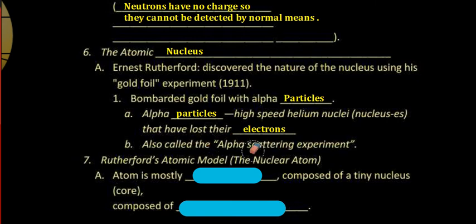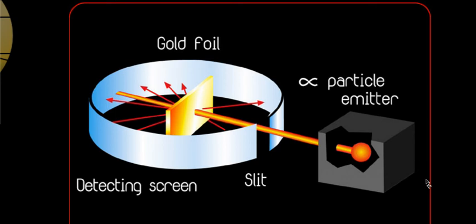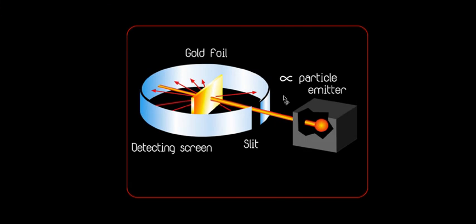This is also called the alpha scattering experiment, and this is what it looked like. He set it up like this, where we had gold foil in the middle of a detecting screen. This is a phosphorescent screen around the gold foil, and it would light up whenever a particle would hit it.